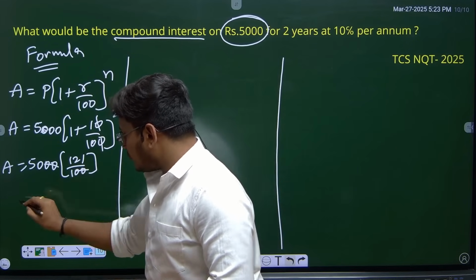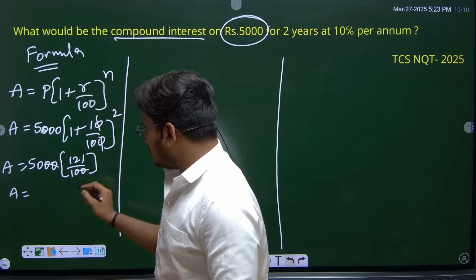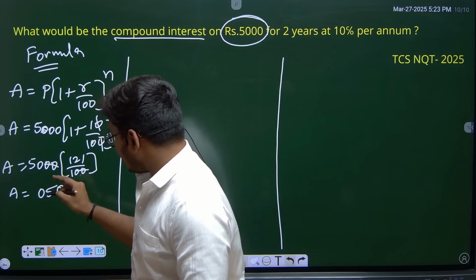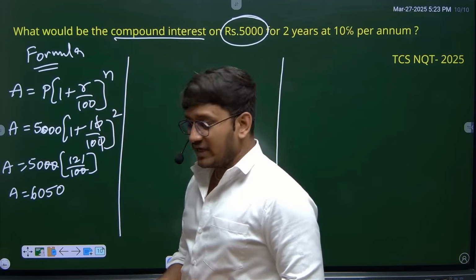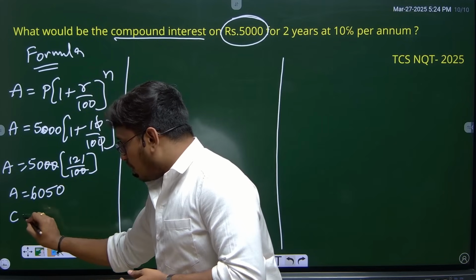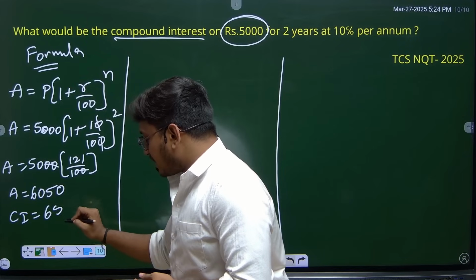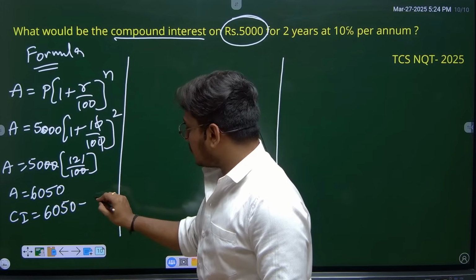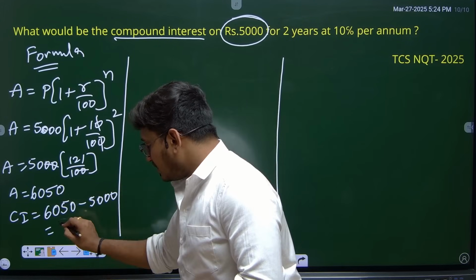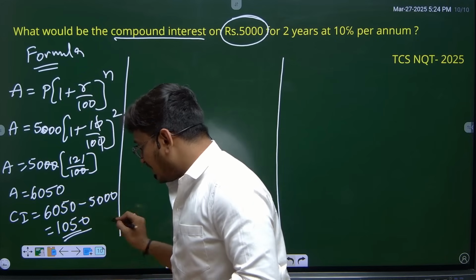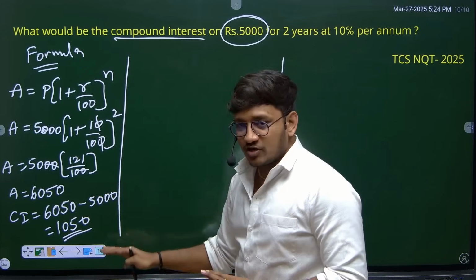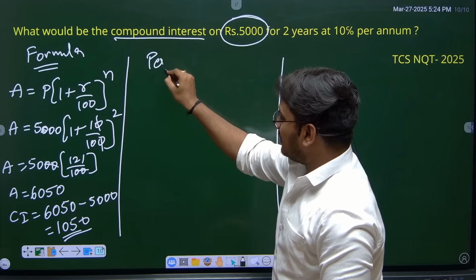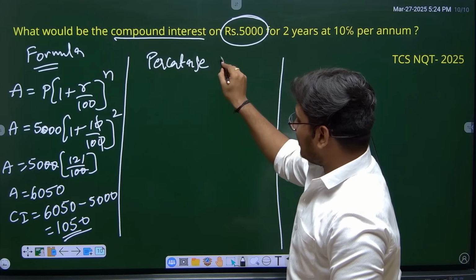So 2 zeros will get cancelled. Total amount will be here 0, 5, 0, 5 to 10, 5 1, 6, 60, 50. Now if you want compound interest, just subtract principal from total amount. So principal amount is 5,000, so which will be 1050 rupees. This is the final answer. That's it. So for finding compound interest, this is by using the formula, right? Now let me tell you one simplest way to understand percentage shortcut.